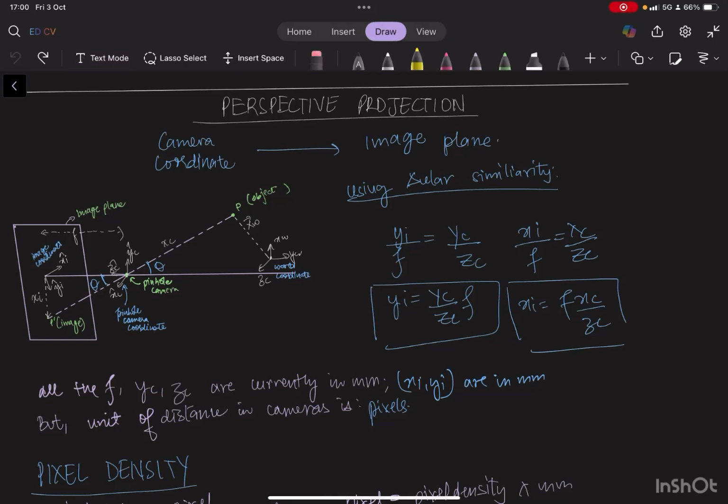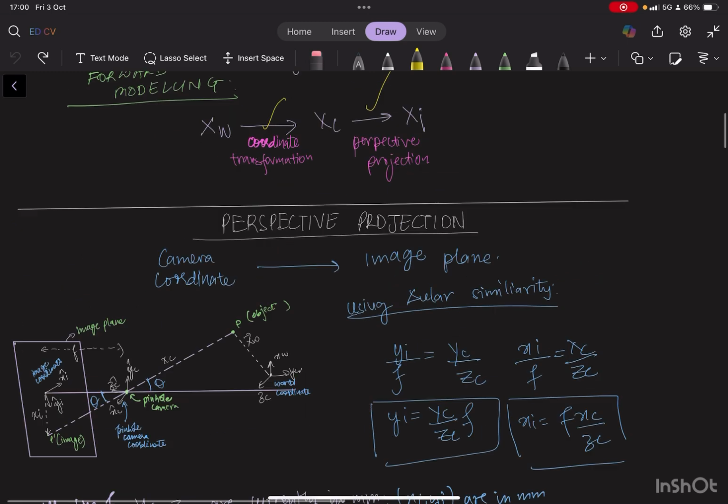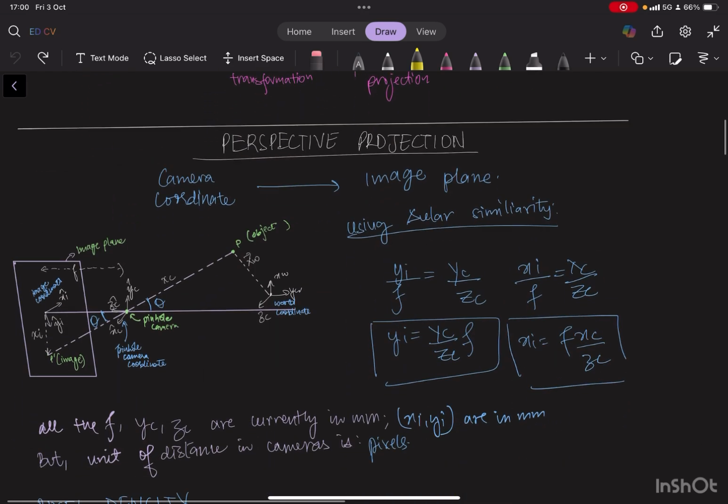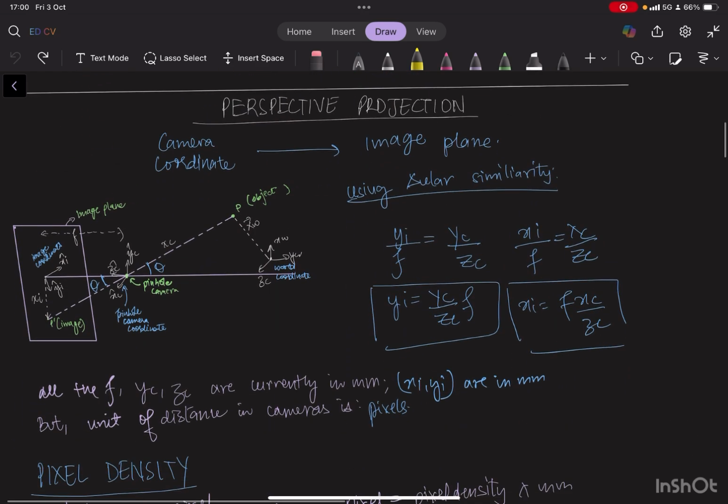Hey guys, welcome. Today I'll be teaching you about perspective projection. This is the second part of camera calibration. In the first part, I taught you about the linear camera model, and now we will move on to perspective projection. What we do in perspective projection is find the coordinates of the image on the image plane when the camera coordinate is given.